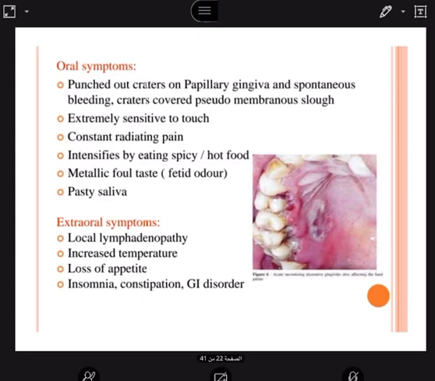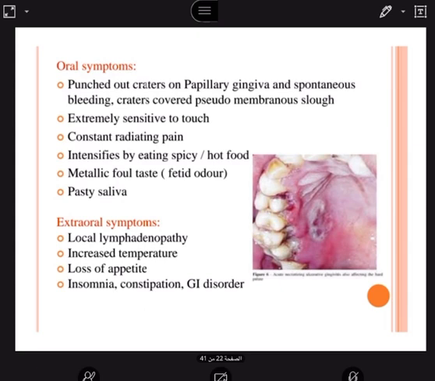It is extremely sensitive or painful to touch. There is constant radiating pain, and if you take spicy food, it is like adding oil on fire. It will actually exacerbate the pain. There is metallic, foul taste or fetid odor or bad breath usually seen. The saliva is pasty, not watery. So it's again a bad thing. It can lead to a high chance of dental caries as well.